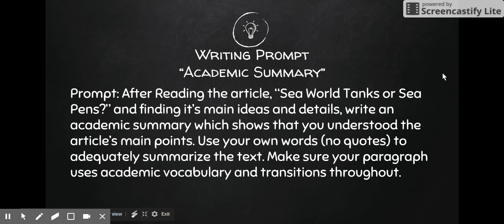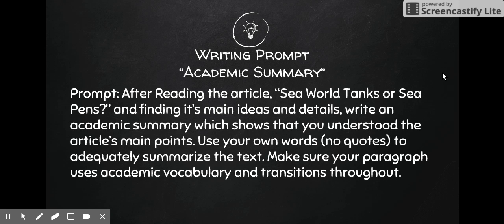Hey everyone, so today we're going to be writing an academic summary for your article SeaWorld Tanks or Sea Pens. Here is the prompt that will help you for writing your academic summary. It states, after reading the article SeaWorld Tanks or Sea Pens and finding its main ideas and details, write an academic summary which shows that you understood the article's main points. Use your own words, no quotes, to adequately summarize the text. Make sure your paragraph uses academic vocabulary and transitions throughout.